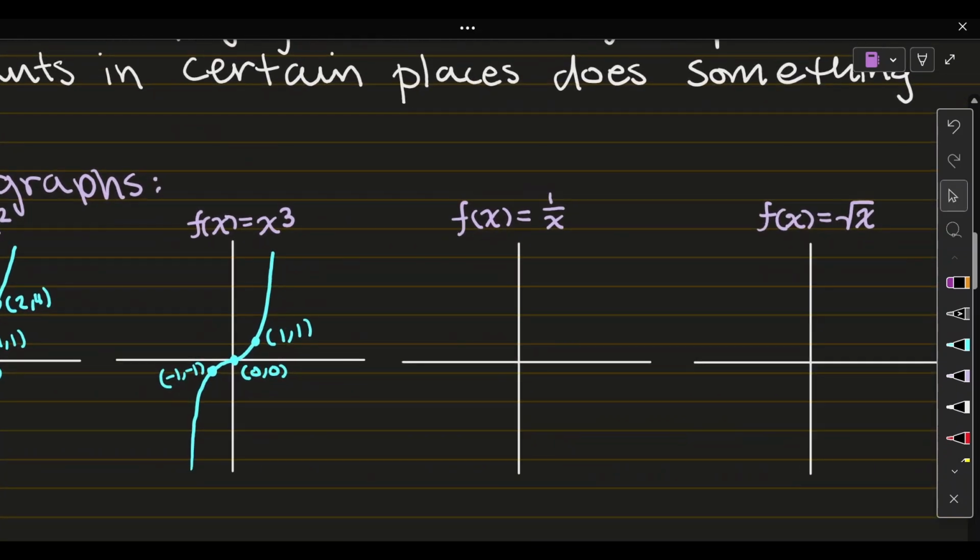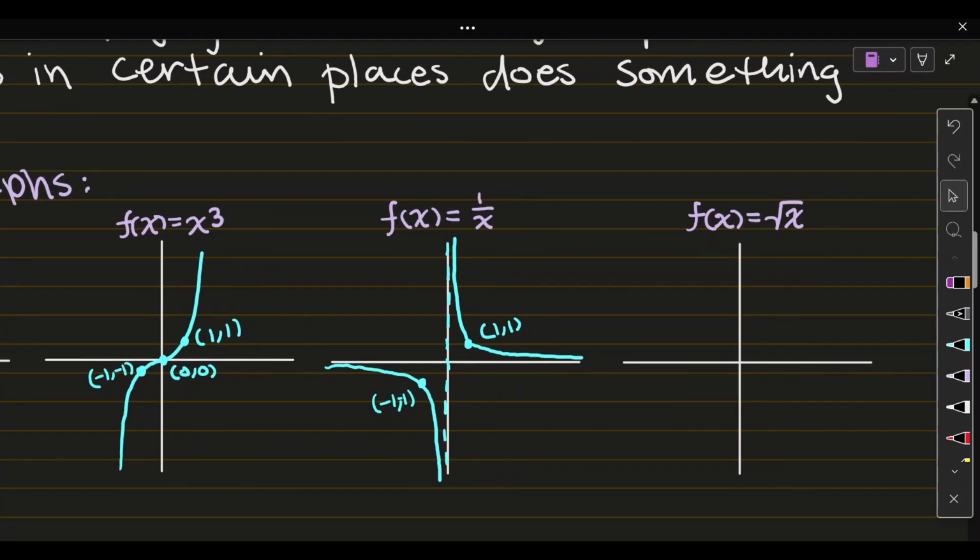Okay, 1 over x. Remember that when x equals 0, this is not defined, so we have what's called an asymptote here. And it has the point (1, 1) and (negative 1, negative 1), because 1 over 1 is 1. It gets closer to 0 as we go out towards infinity, and it goes towards negative infinity as we approach 0 from the left, and it goes up to positive infinity as we approach 0 from the right, and it hugs the line y equals 0 as we go out towards infinity. So it looks kind of like that.